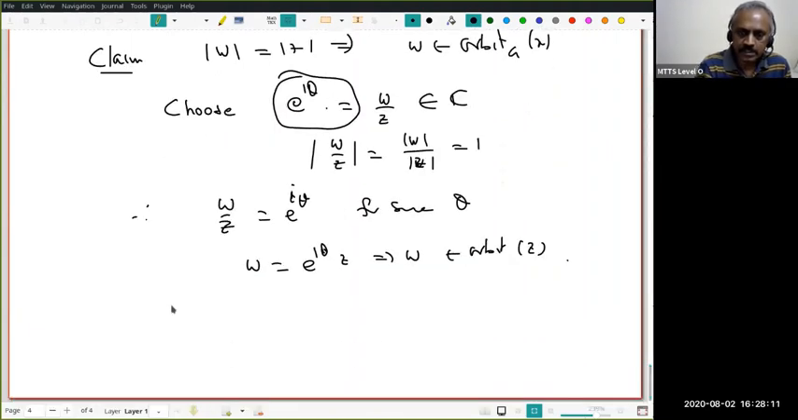Now let's look at z. Remember, mod z is non-zero, therefore mod z is positive. So let us assume z is here. Then what does it say? It says that this is the circle.